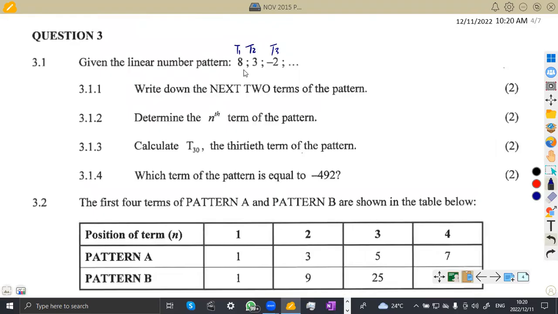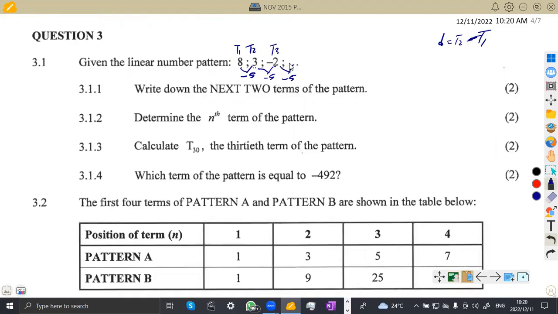So actually the common difference we are subtracting, that's the D is equal to T2 minus T1, or it can be T3 minus T2, and so on. So you subtract here 3 minus 8, that's minus 5, okay? We move on, minus 2 minus 3, that's minus 5 again. So there is a difference of minus 5 throughout.